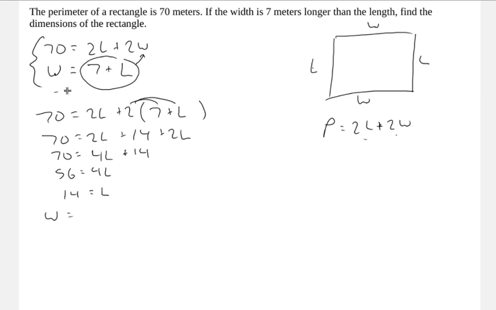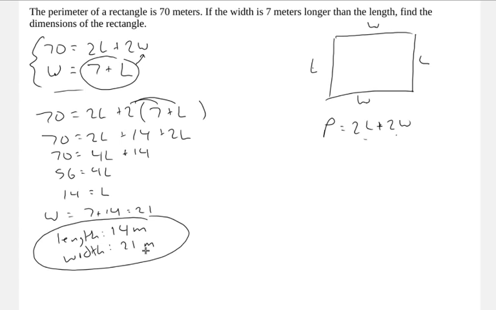To find the width, I'm going to use this formula up here. So the width is 7 plus 14, which is 21. So the length is 14, what are our units here? Meters. And the width is 21 meters.